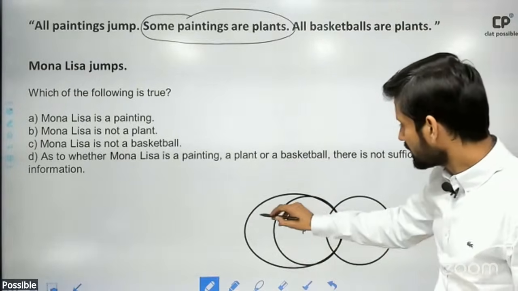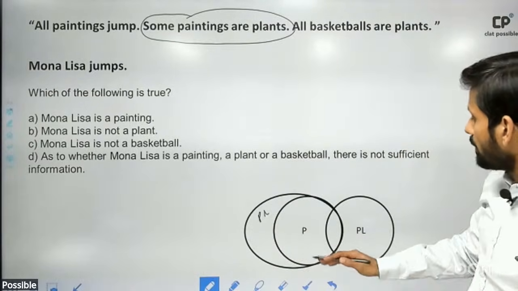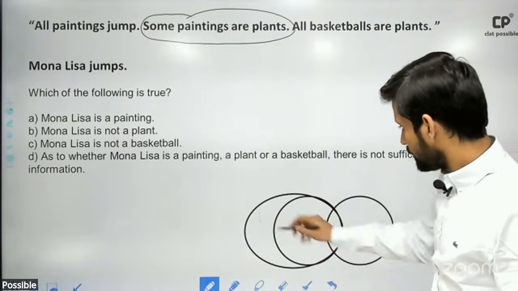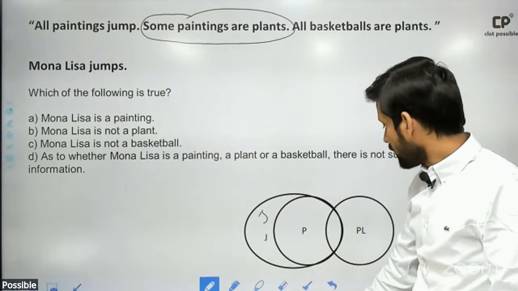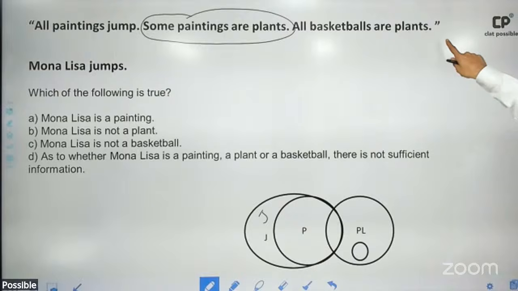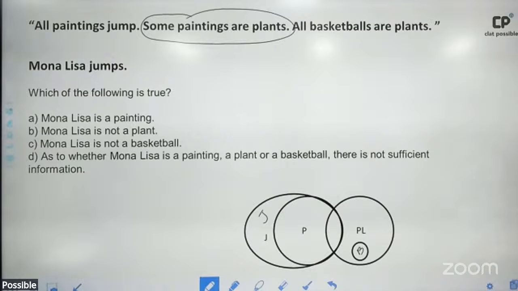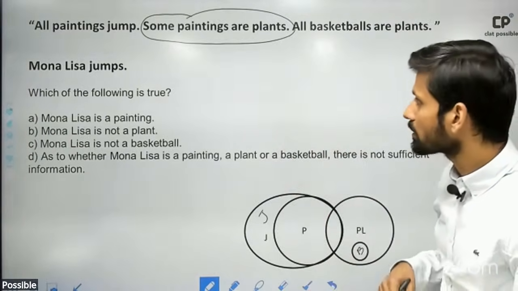And then all paintings are plants. So this one is plants. Oh, sorry, all paintings jump here. Jump. Okay, J is already written. All paintings jump. And then look at the last statement. All basketballs are plants, right? So this is basketball. Okay. So it's not the case that all plants are basketball, right? So just be careful when you're drawing these diagrams.